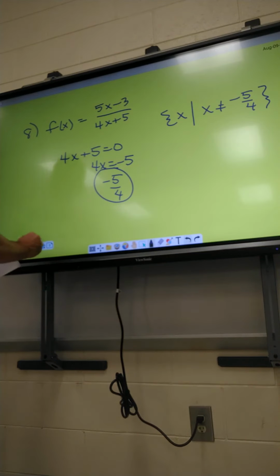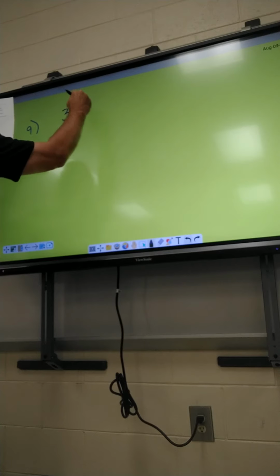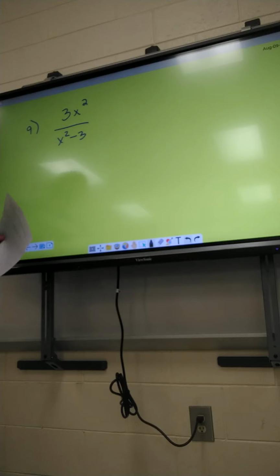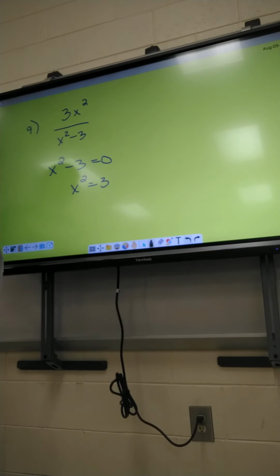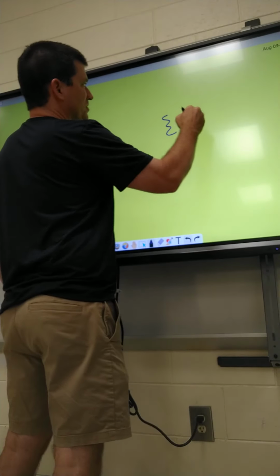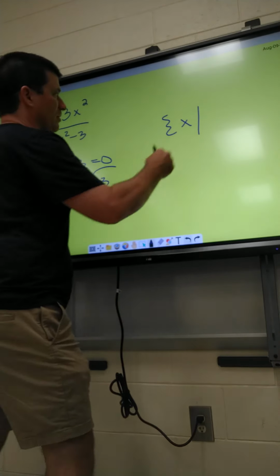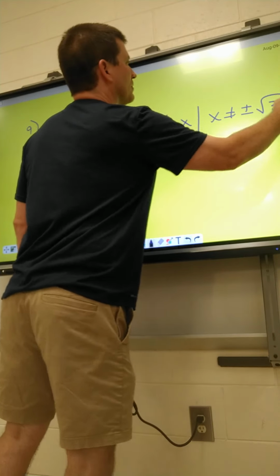All right, 9. Basically same thing, take the bottom, set it equal to 0. Move -3 over, that's +3. Find your square root. So for all the x's you could have on this one, since 3 is not a perfect square, you can't break it down. I'm just going to say x cannot equal plus or minus √3.